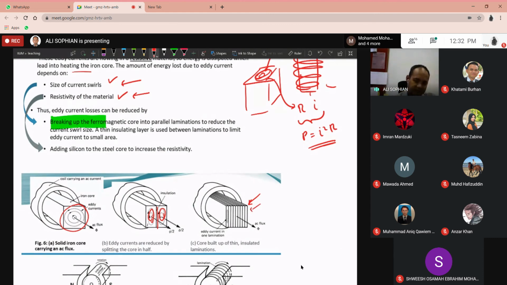The second method is adding silicon to the steel core to increase the resistivity. Silicon is not conductive, so if you mix the steel core with the silicon, then the resistivity will be increased. And again, by having higher R, you will reduce the I, and by doing this, you will reduce the eddy current losses. Okay, so these are the two. I think that's all.